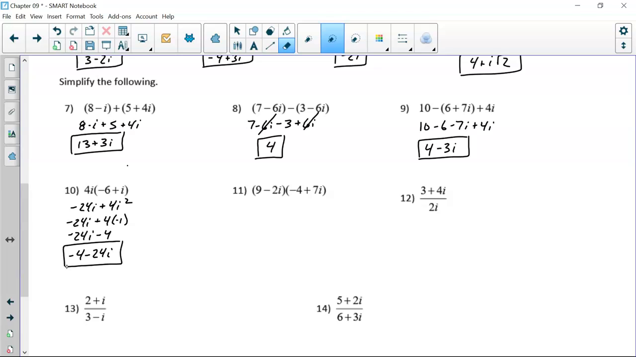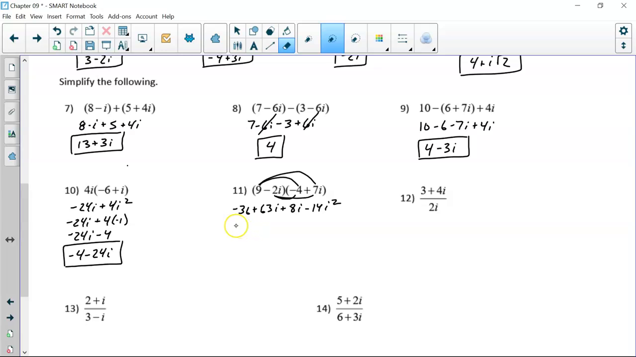In number 11, we're going to multiply the two binomials. 9 times negative 4 is negative 36. 9 times 7i is plus 63i. Negative 2i times negative 4 is plus 8i. Negative 2i times 7i is minus 14i squared.